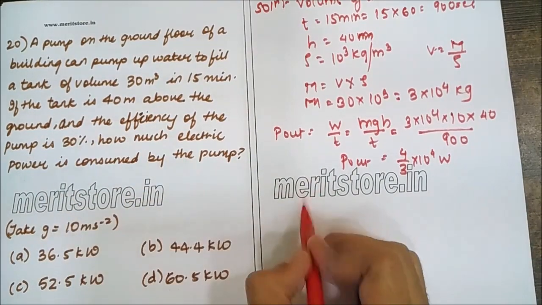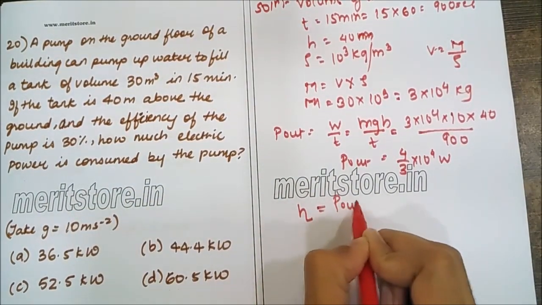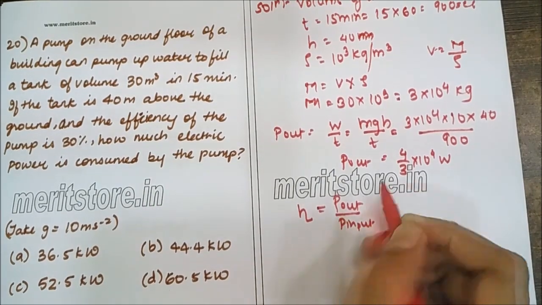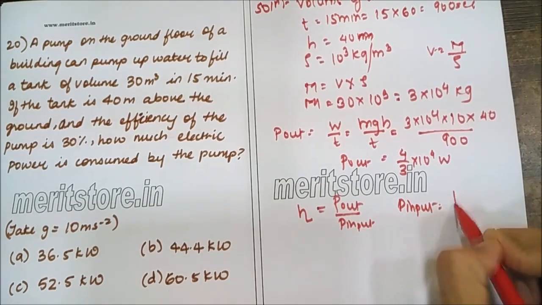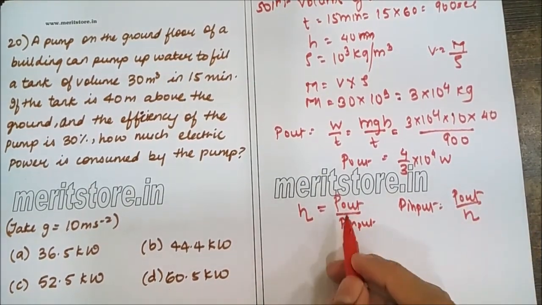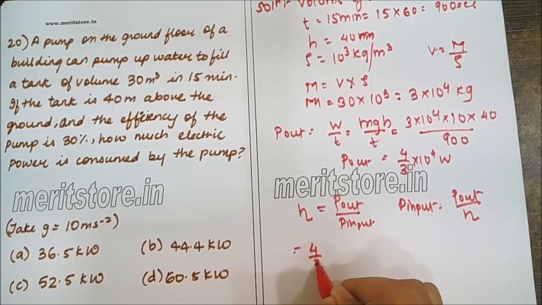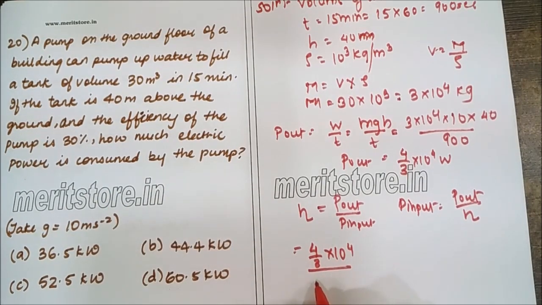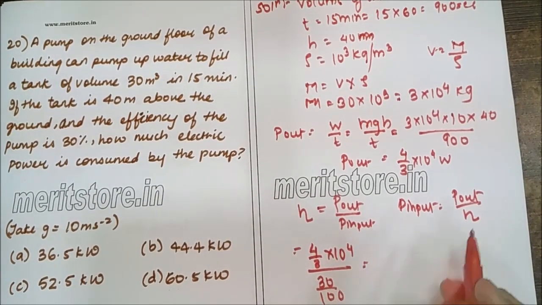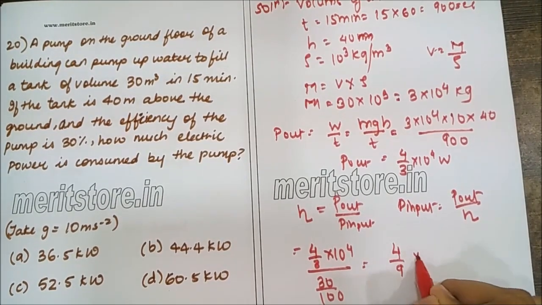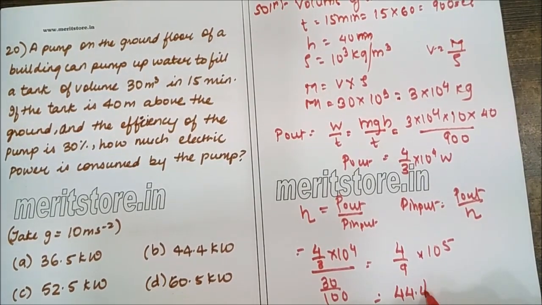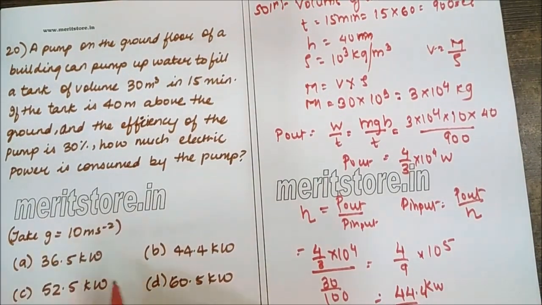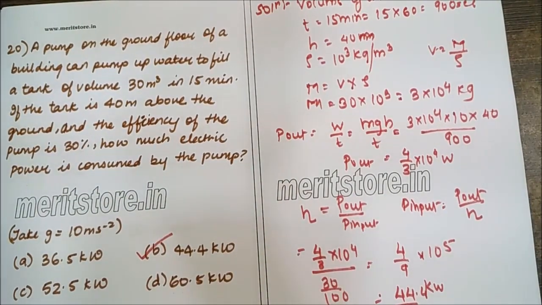Now the efficiency of the pump is eta, which is equal to power output upon power input. We can rearrange this as power input is equal to power output upon the efficiency eta, so we have 4 by 3 into 10 to the power 4 upon eta, which is 30% efficiency, 30 upon 100. That gives you 4 by 9 into 10 to the power 5. On solving, we get power of about 44.4 kilowatt. So 44.4 kilowatt is the correct option.